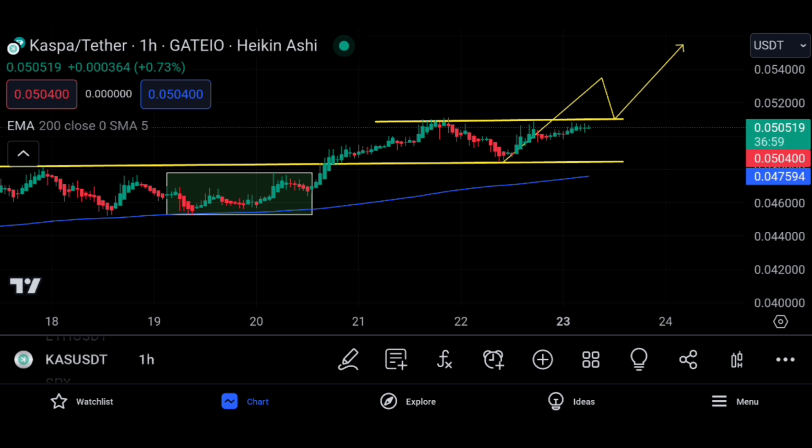This is an uptrend being established, and when an uptrend is established, we actually see more heights and an increase in the price of the coin. So I believe this is what will be happening on the price of Kaspa. This is my personal analysis considering the price action and the chart pattern.